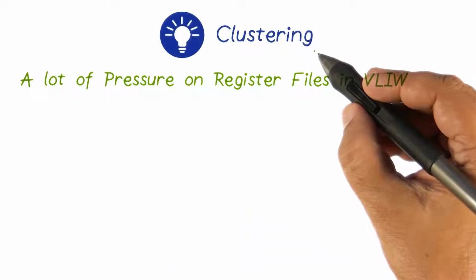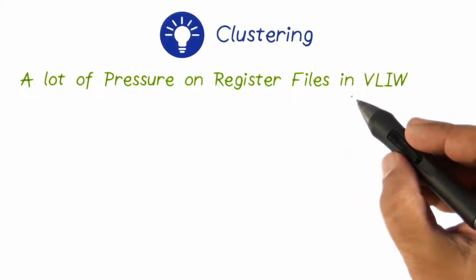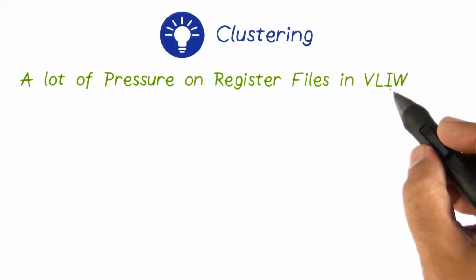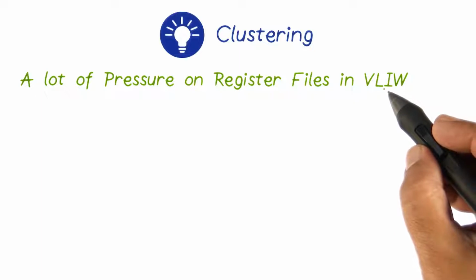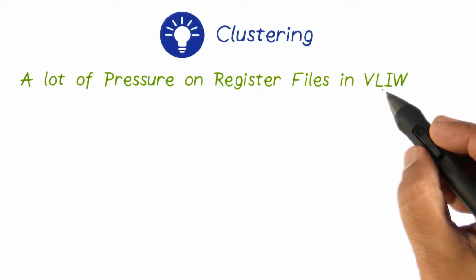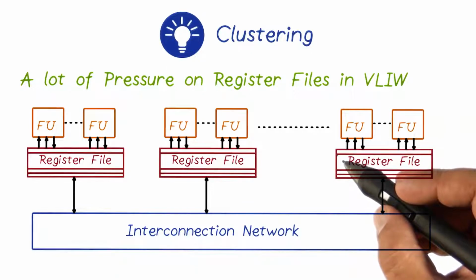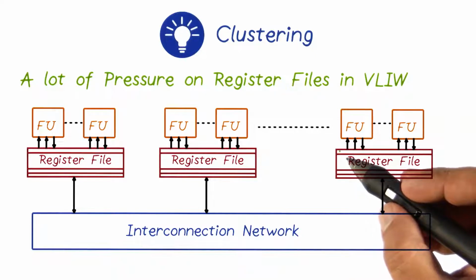Having seen the basic organization of registers in VLIW, now let's look at the important aspect of clustering. There is a lot of pressure on register files in VLIWs, especially as there are a large number of operations which execute in parallel, and all that data has to be fetched in parallel and written in parallel. And in order to facilitate this large bandwidth, the registers and function units are all clustered and split, as against one giant register file and a large number of function units attached to it.